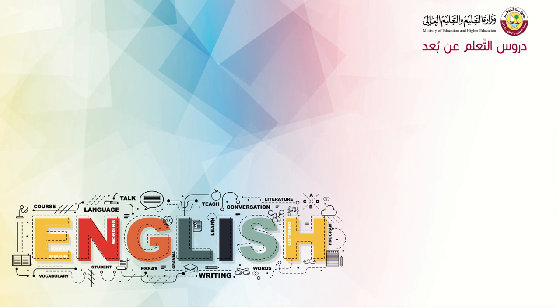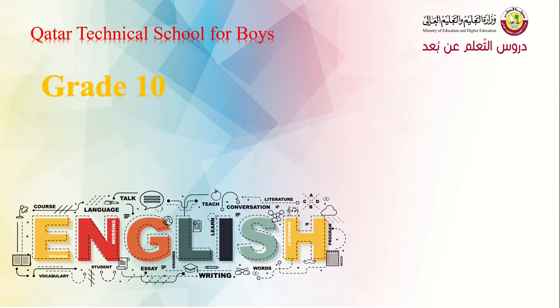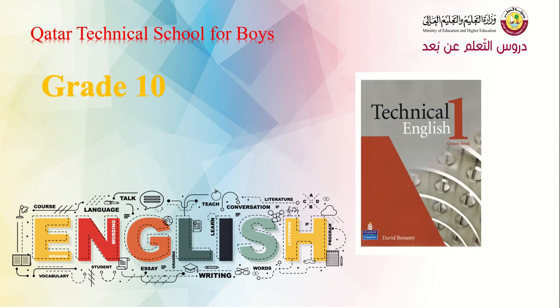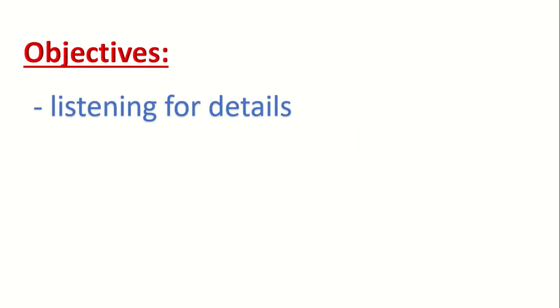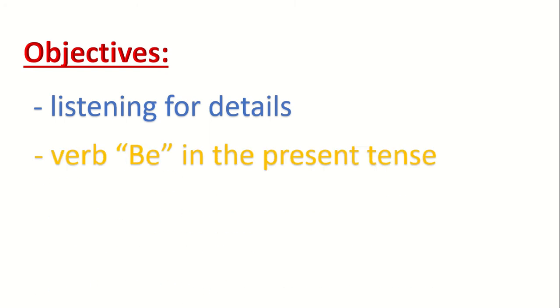Today we have a new lesson for our school, Qatar Technical School for Boys. This lesson is for grade 10 using the Technical English 1 book. And the title of our lesson today is Basics. And basics means al-asasiyat. Before we start the lesson, let's have a look at the objectives for the lesson. The first objective is listening for details. And the second objective is using verb be in the present tense.